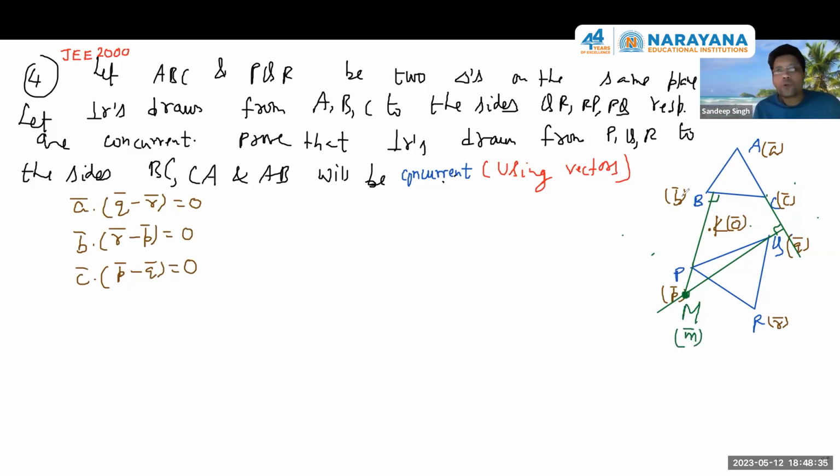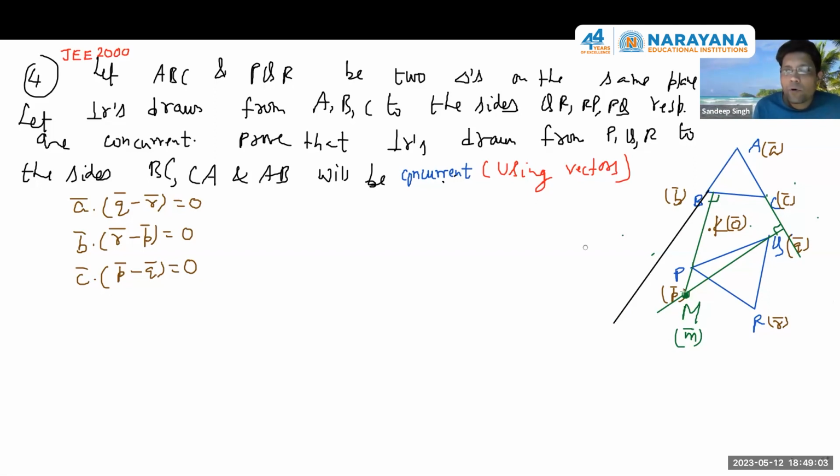Now if I am able to show that RM is perpendicular to AB, then we are done. See here, if I'm able to show that RM is perpendicular to AB, then they will be concurrent. Is it clear or not? I can extend AB. Yes. That is how you should approach and understand the problem.